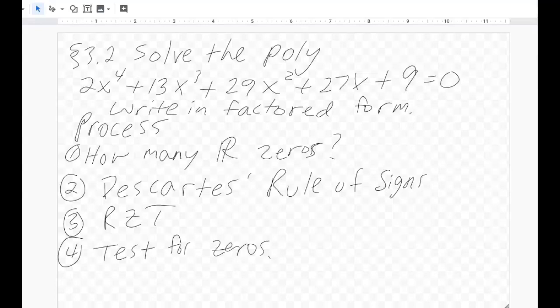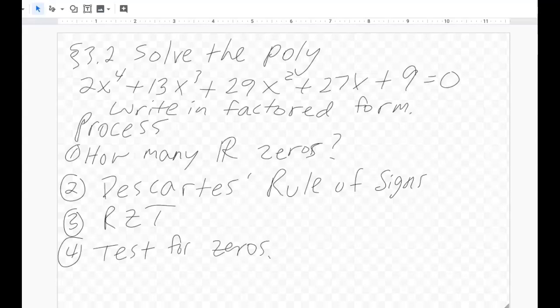Hi everybody, let's go over a problem from 3.2. We're going to solve the polynomial 2x to the fourth plus 13x cubed plus 29x squared plus 27x plus 9 equals 0. We'll also write it in factored form.